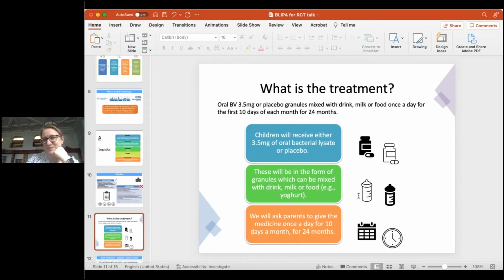This is our little thing about the treatment. Again, I was amazed how much debate we had to go through with this, and how we tried to decide what day of the week we would give it on and things like that. But also this was then the opportunity to get involved with the PPI.